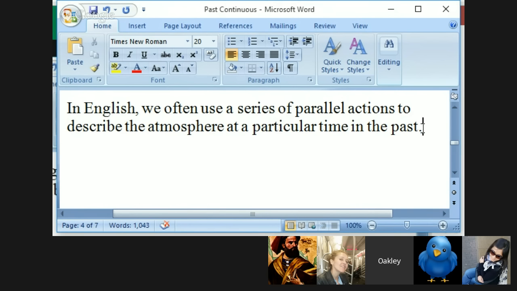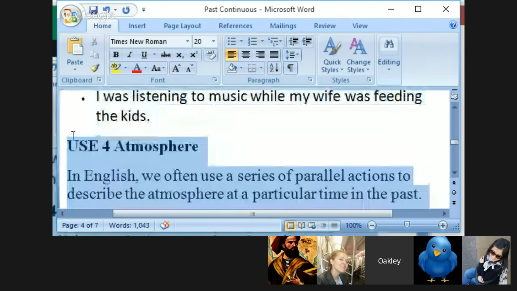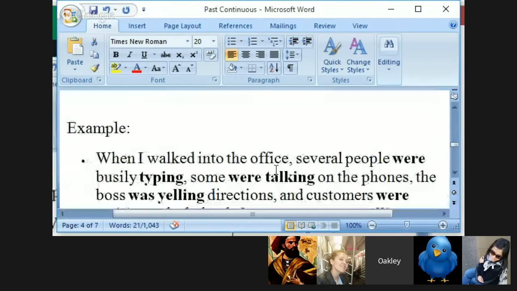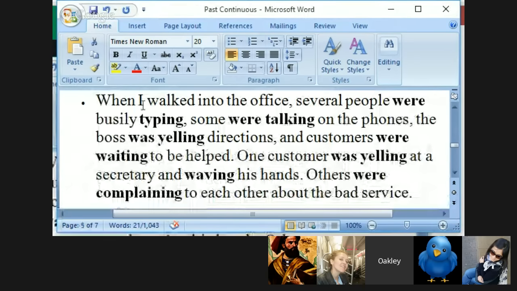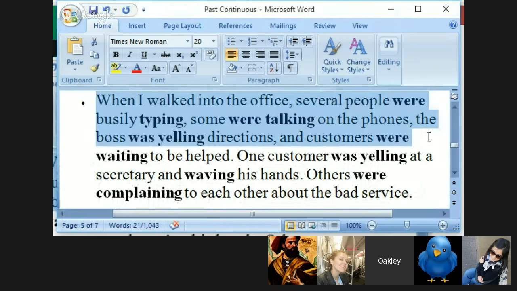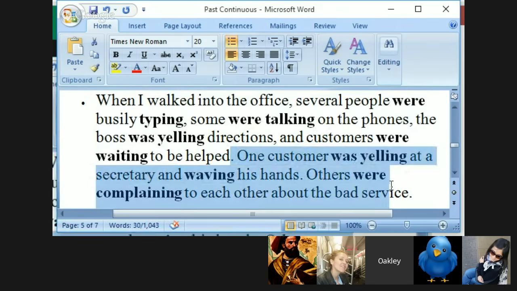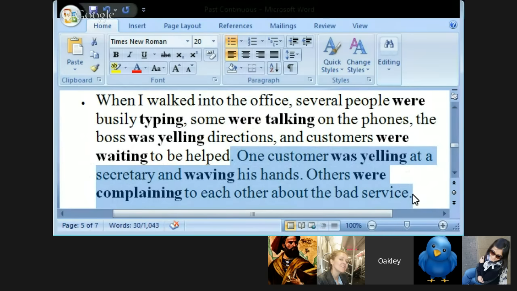If you ever read, I don't know if anybody here has ever read a screenplay. That's the written part of a film or a TV show. But if you ever read a screenplay, screenplays definitely do this. It's the part that people won't read, but you're going to see on the film. So what will, for example, a screenplay show? I walked in the office, several people were busily typing, some were talking on the phones, the boss was yelling directions, customers were waiting to be helped. One customer was yelling at a secretary and waving his hands, others were complaining to each other about the bad service.